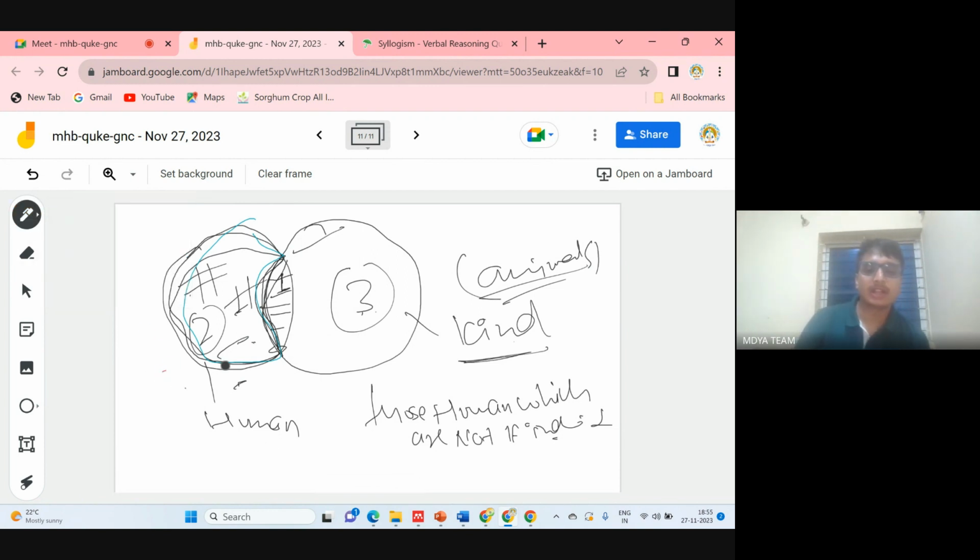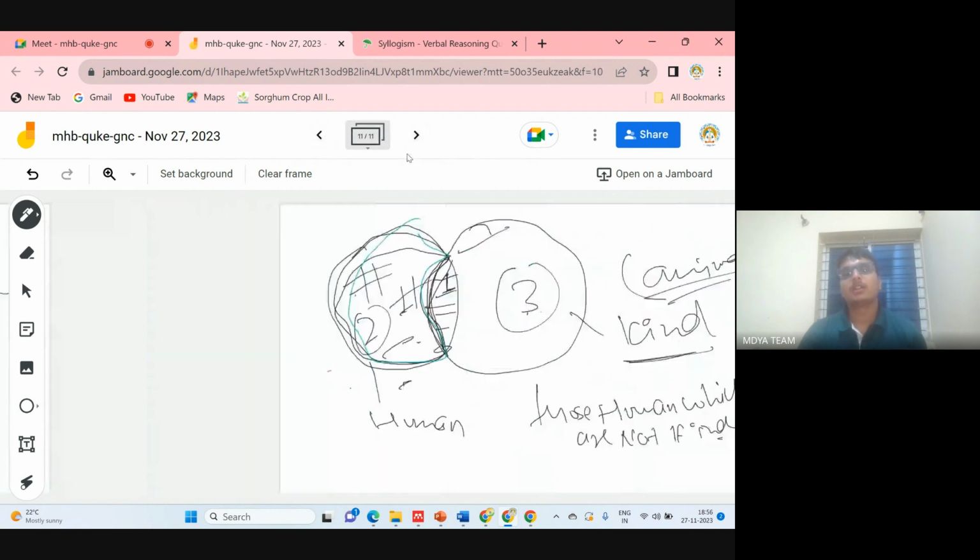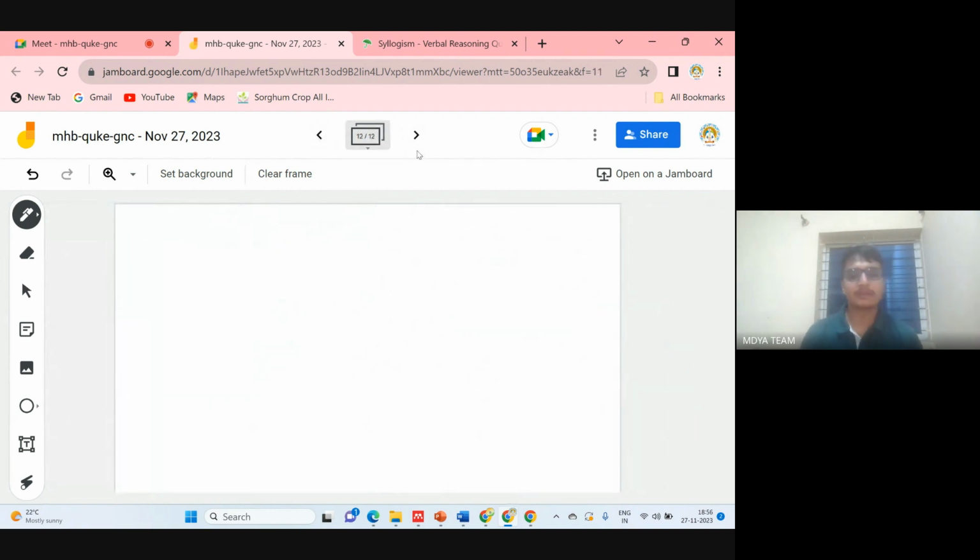Now I think it is enough to start questions. With questions, you will get to know how to draw different Venn diagrams. This is the basic concept of how to draw a Venn diagram. Now I will draw a Venn diagram.